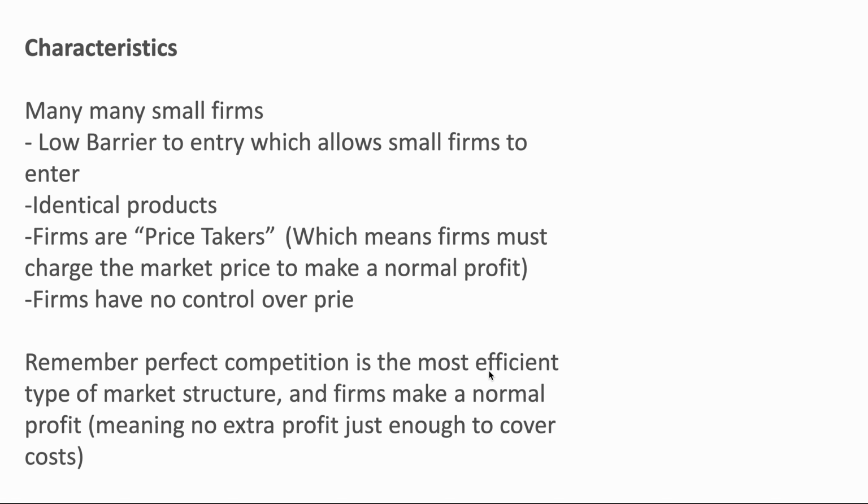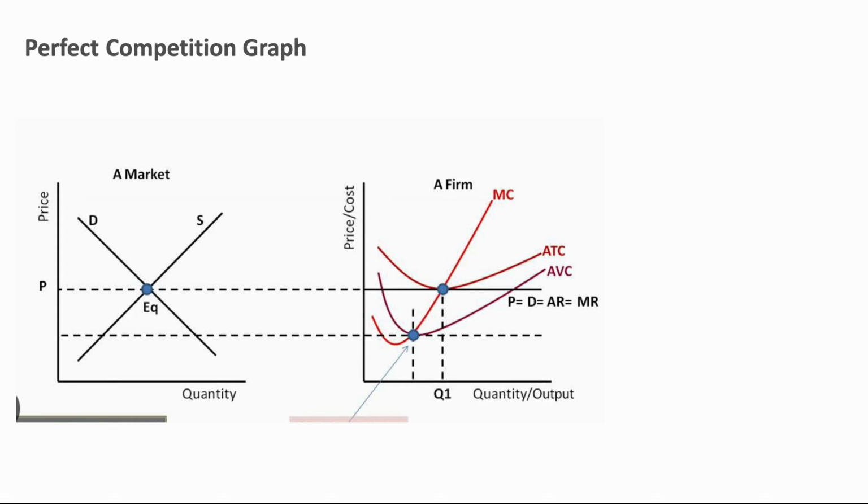Remember, perfect competition is the most efficient type of market structure. Firms are making a normal profit, meaning they're not really making any profit at all. They're making no extra profit. They're just being able to run their business.